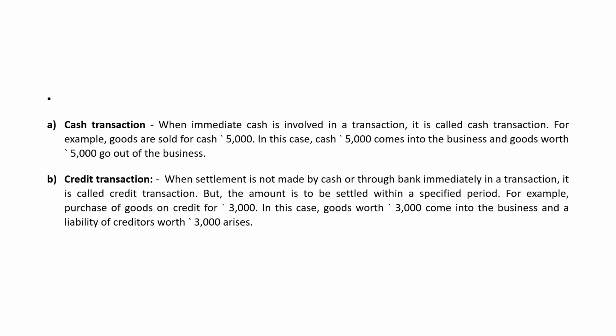Another one is the credit transaction. You know what a credit card is. A credit transaction is one which is not made by cash or through any bank immediately. For example, you purchase some product on credit. You bring the product, and you have to pay the amount in the future. That comes under credit transaction. With some interest or something, you need to pay, but first you receive the goods.